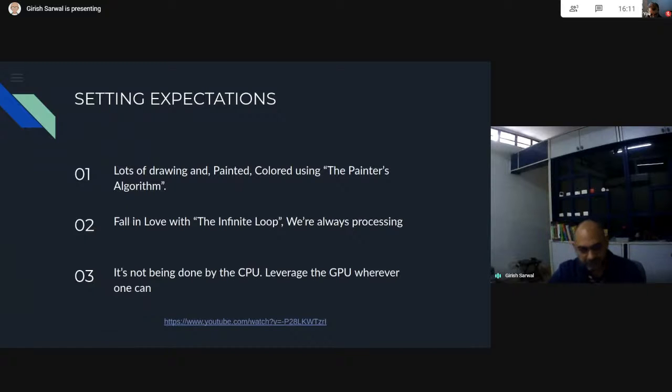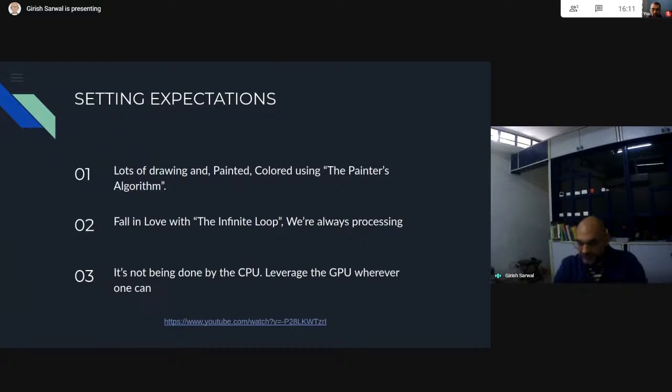The third thing that we really should be setting our expectations on when we are talking about contemporary game programming is that we want everything to be done by the GPU. So we want to offload as much as we can to the GPU. Whatever we can't do on the GPU, we do on the CPU. So these are three basic rules that we want to keep in mind before we start further.